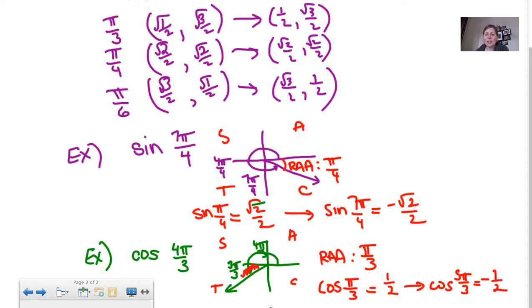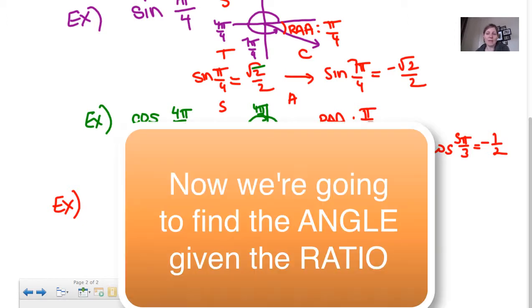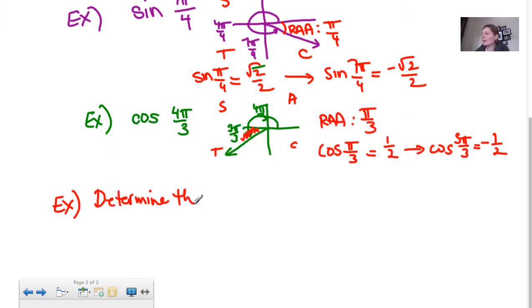Okay, we're going to do this one more way. What we're going to do is consider, instead of determining what the ratio is, we're going to determine what the angle of measurement is. So let's say I asked you to determine the radian value of theta if, and I'm going to put some restrictions on theta, theta falls between 0 and 2 pi.